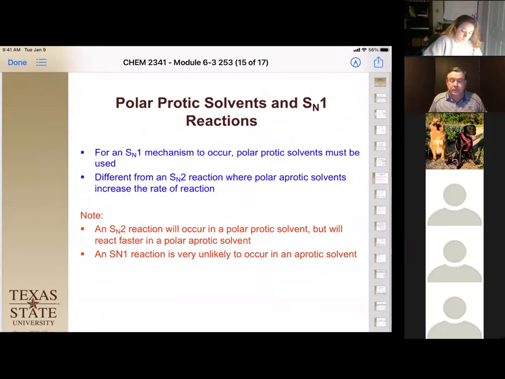So for Sn1 mechanisms, polar protic solvents must be used. You have to have at least something in there that is polar and protic to hydrogen bond to your leaving group. It's different from the Sn2 reaction where polar aprotic solvents increase the rate. Sn2s will occur in polar protic solvents, but react faster in polar aprotic solvents. And don't forget, in Sn2, we also have a change in reactivity in the halogen series. An Sn1 reaction is very unlikely to occur in an aprotic solvent.